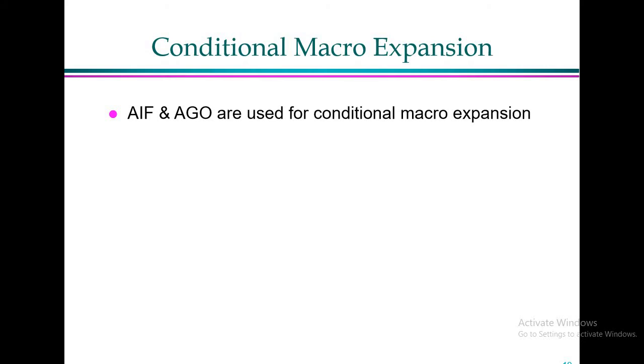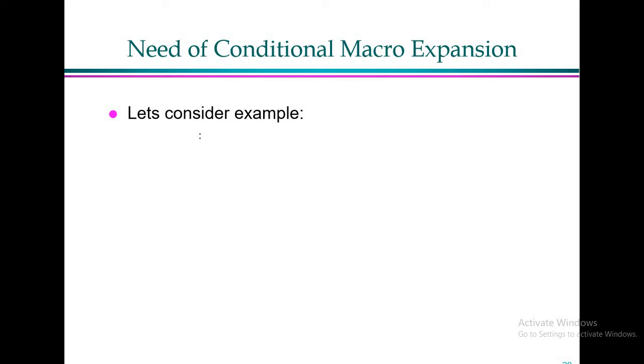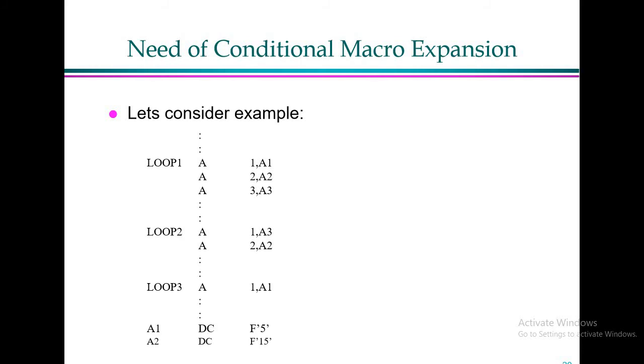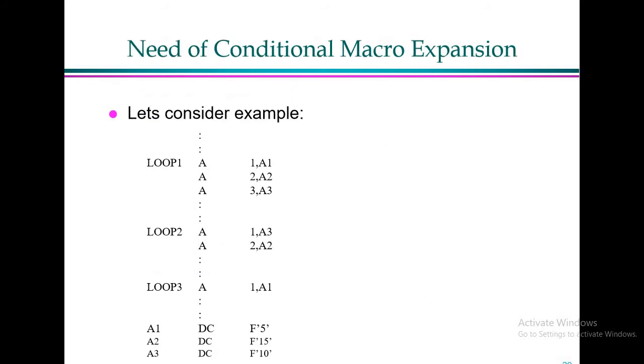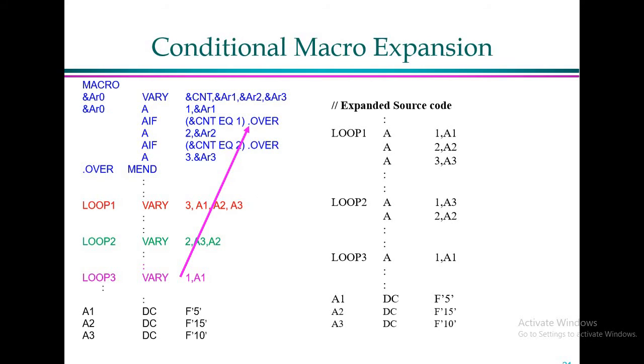Now see what is the conditional macro expansion. The keywords AIF and AGO are used for the conditional macro expansion. Now let's consider the example. Loop 1 A1 comma A1 A2 comma A2 A3 comma A3, then another loop is there, then the third loop is there, then A1 A2 is there. Now see what you have to do.